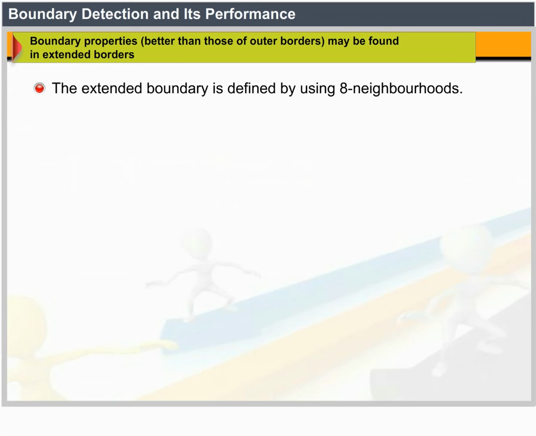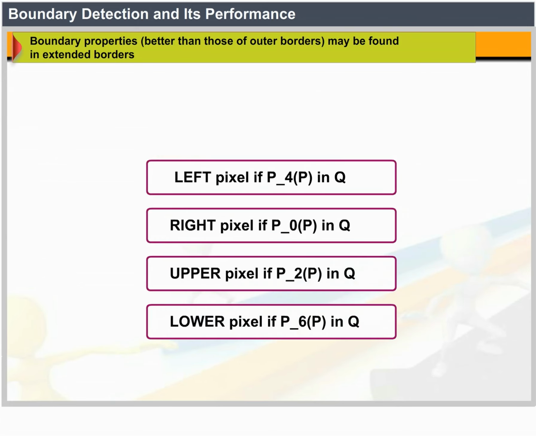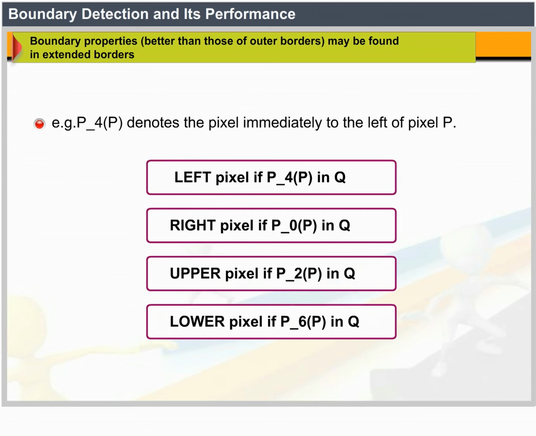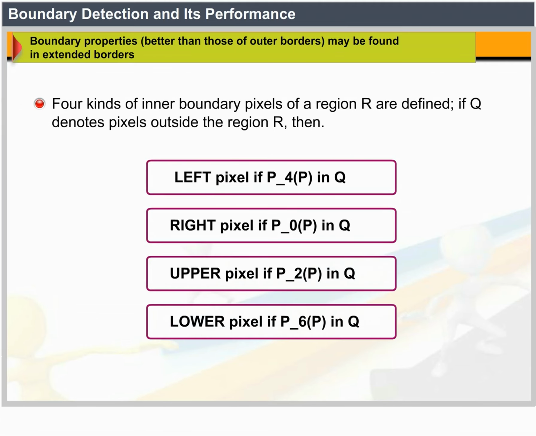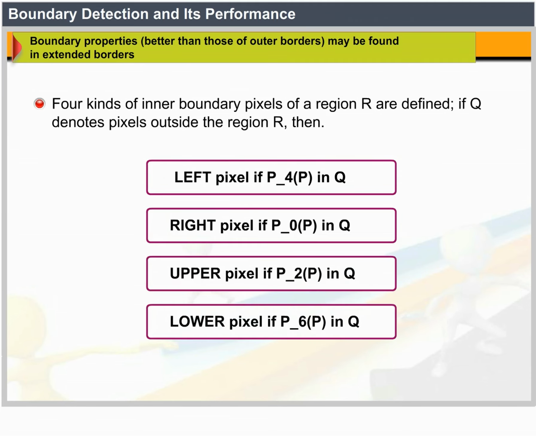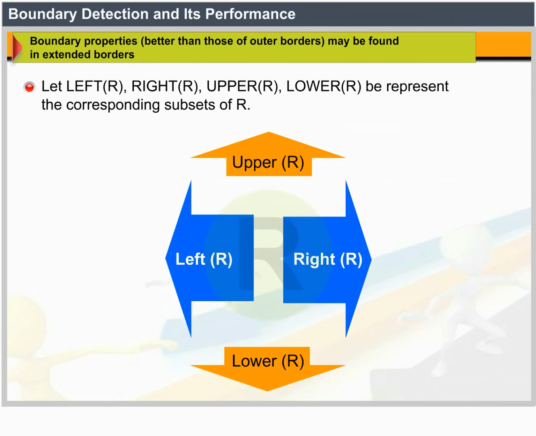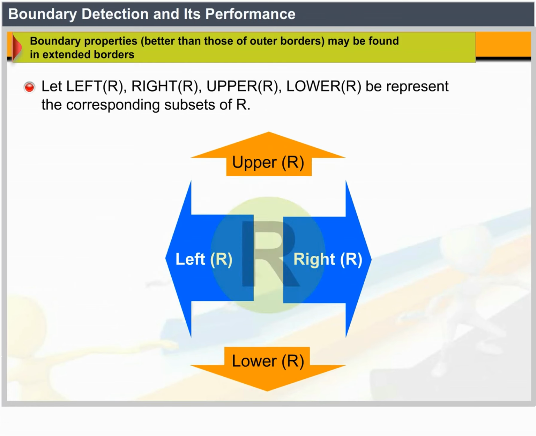The extended boundary is defined using 8-neighborhoods. For example, P_4 denotes the pixel immediately to the left of pixel P. 4 kinds of inner boundary pixels of a region R are defined. If Q denotes pixels outside the region R, then let left R, right R, upper R, and lower R represent the corresponding subsets of R.